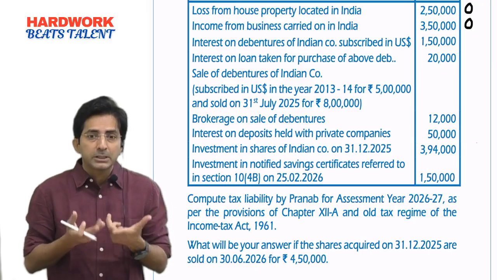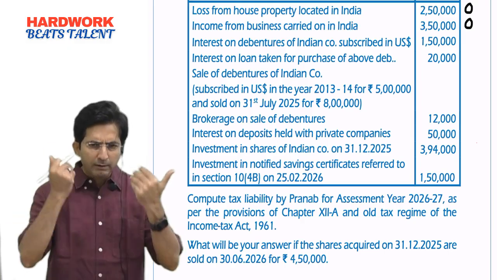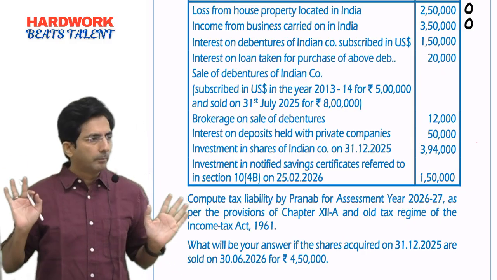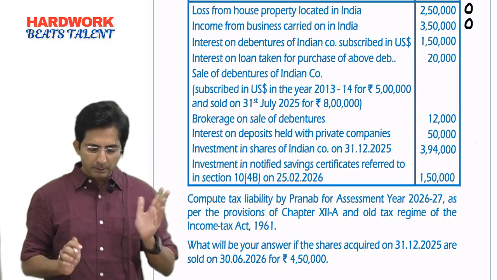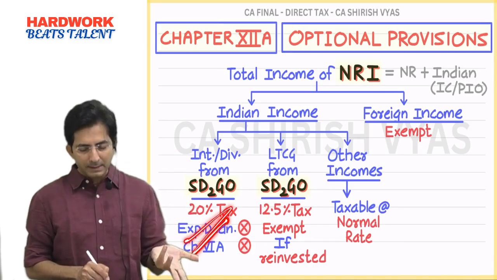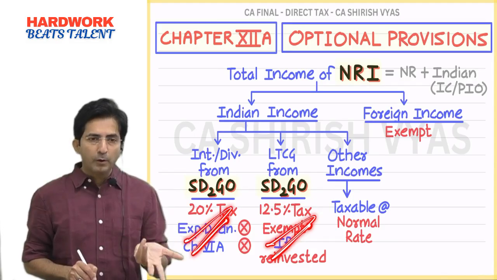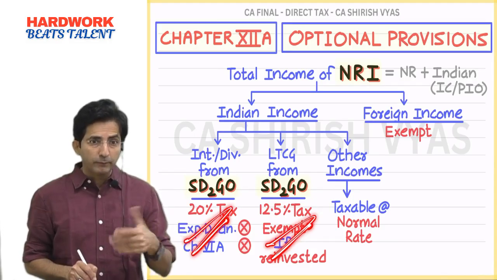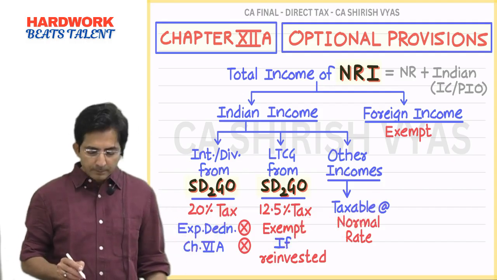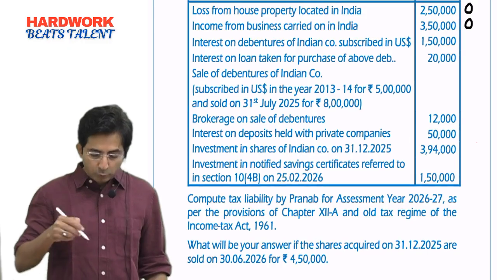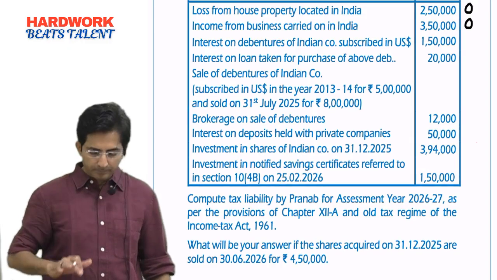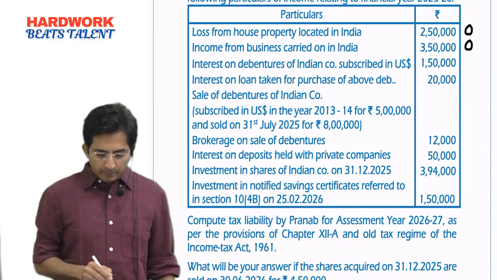Go as per our system. That's why I made a system. My system is whatever they give in the question, classify into I, L, O. And then it becomes very simple. And then the rule is so simple: all I income, 20% tax; L income, 12.5%, and it can be exempt also if reinvested. All other O income is subject to normal rate. So once I started using this trick, I also found it very comfortable in teaching. Now try the next point.